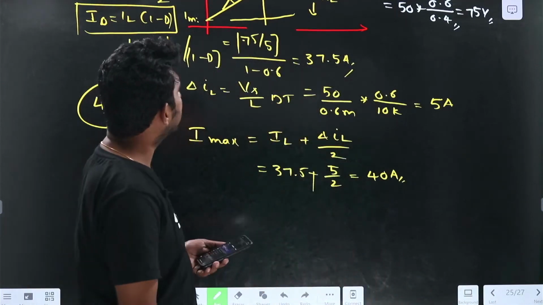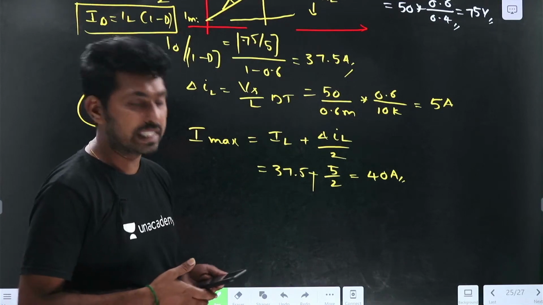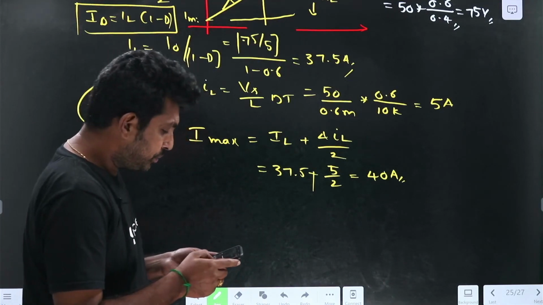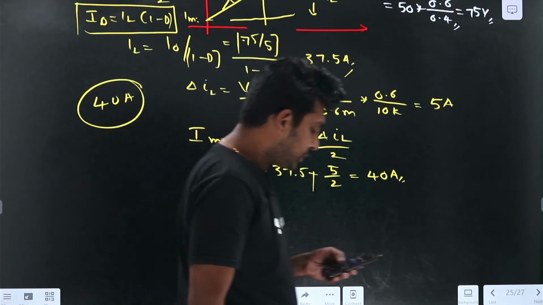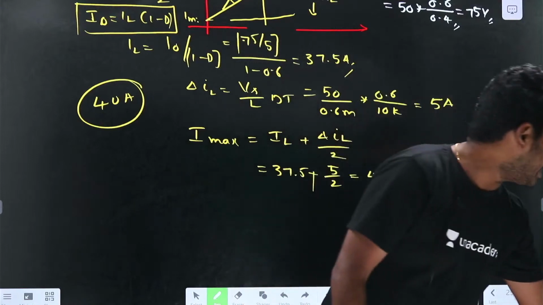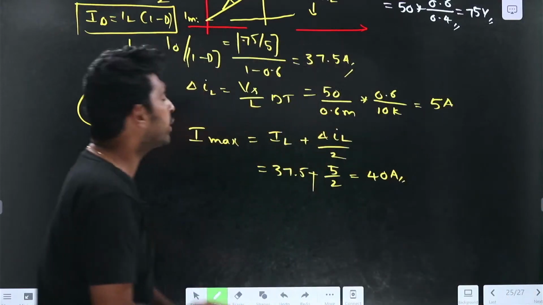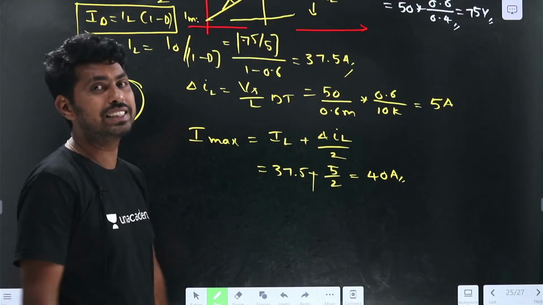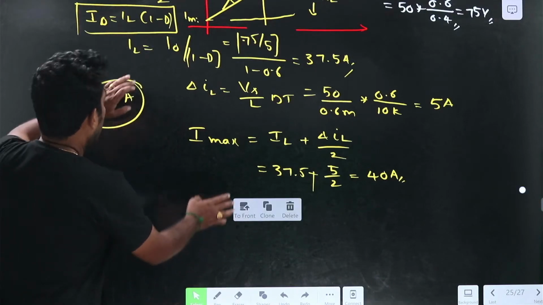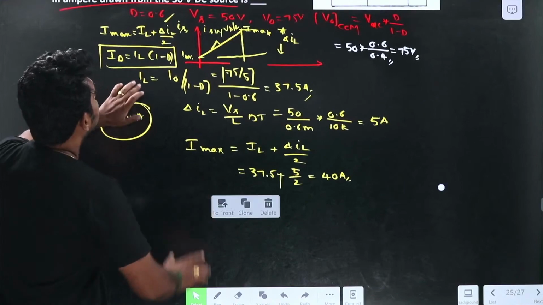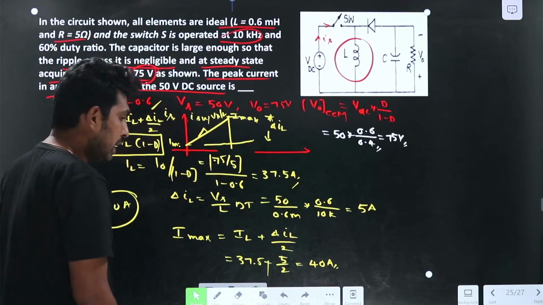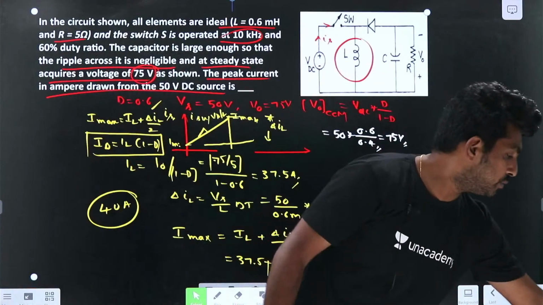Saloni, the V naught is already given, it is 75 volts, right? So try to find the maximum value of I. We got Imax as 40 amperes. Just check the answer, guys. You will get 40 amperes.